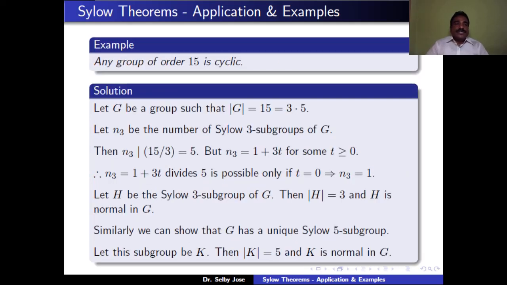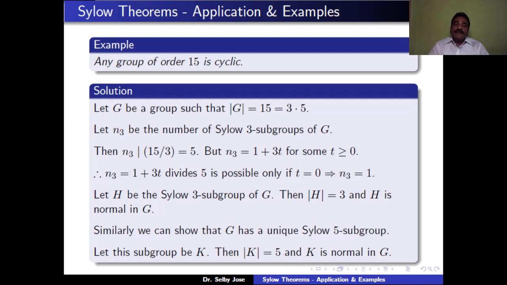So we now show that any group of order 15 is cyclic. Let G be a group of order 15. 15 you can write as 3 times 5. So G has a Sylow 3 subgroup and a Sylow 5 subgroup. Let n3 denote the number of Sylow 3 subgroups of G. So n3 divides the index of P in G, where P is a Sylow 3 subgroup. Therefore n3 divides 15 by 3, which is equal to 5.